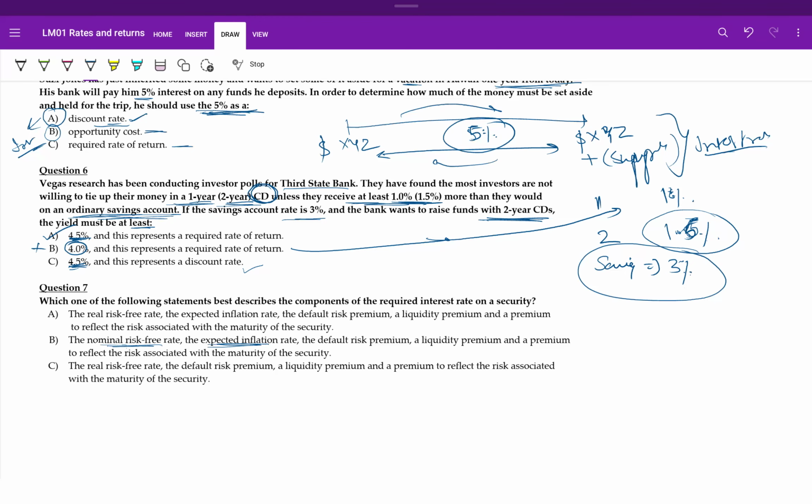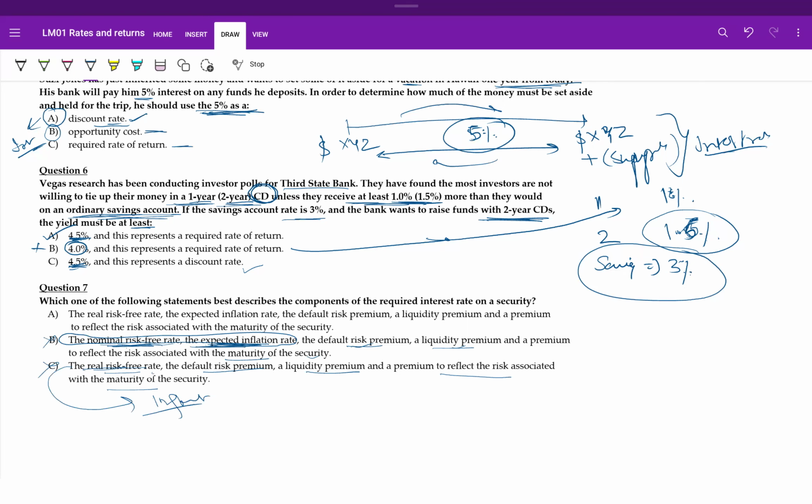The nominal risk-free rate already includes expected inflation, right? So if we add expected inflation again, we are double counting. So this is the wrong option. Default risk premium, that's right. Liquidity premium, that's right. Premium to reflect risk associated with maturity, that's right. But with double inflation, this is wrong. Next, the real risk-free rate doesn't include expected inflation. Real risk-free rate, default, liquidity, and maturity premium, but they have missed the inflation here. So this option is also wrong.